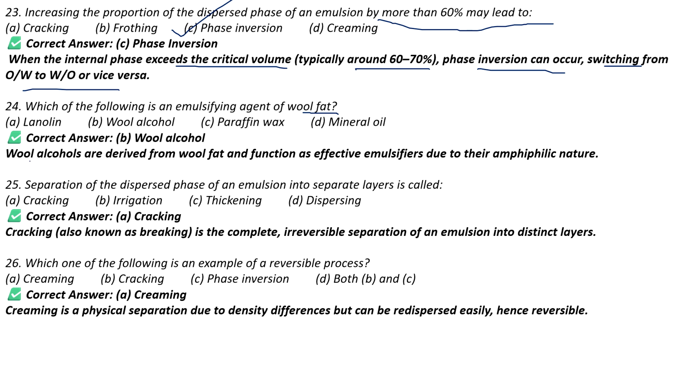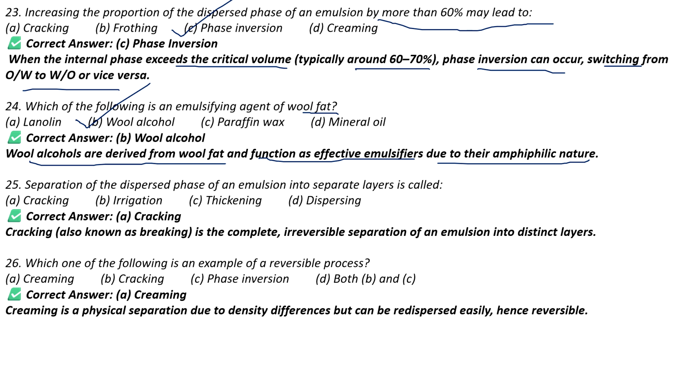So wool alcohols are derived from wool fat and function as an effective emulsifier due to their amphiphilic nature. So we can say option B, that is wool alcohol, is an emulsifying agent of wool fat. Moving on to another question.